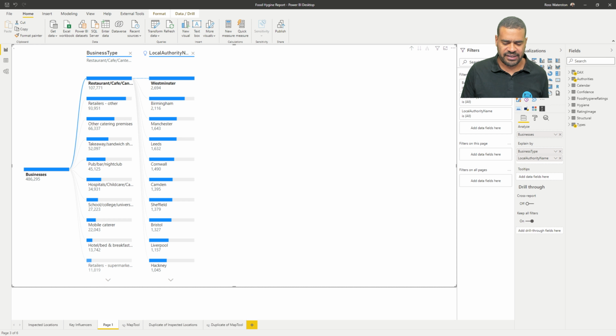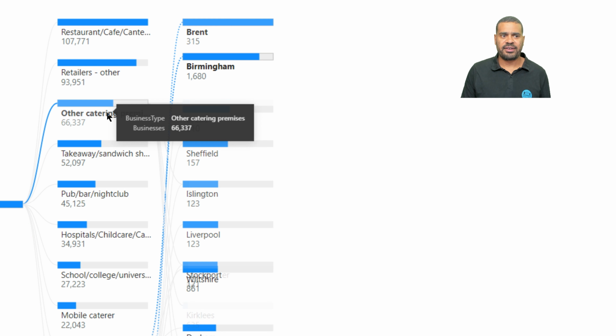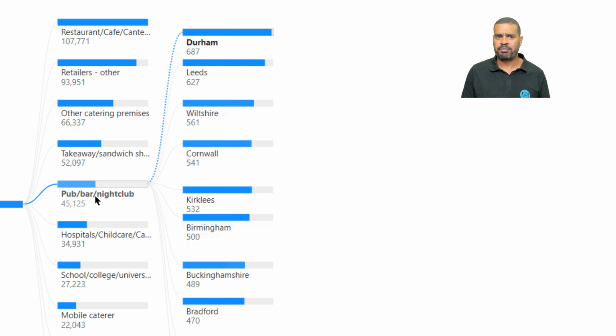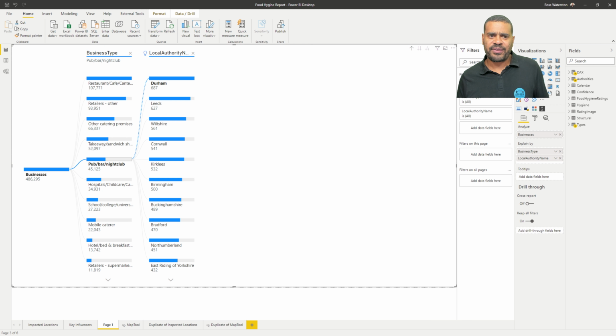So if we went to retailer supermarkets, we see that Brent has the most. Off the top of my head, I might not have thought Brent would do that. We could look at other catering premises and see where that is: Birmingham. Takeaway sandwich shops, pubs: Durham. That was one I wasn't expecting, Durham, for the pubs, bars, and nightclubs.